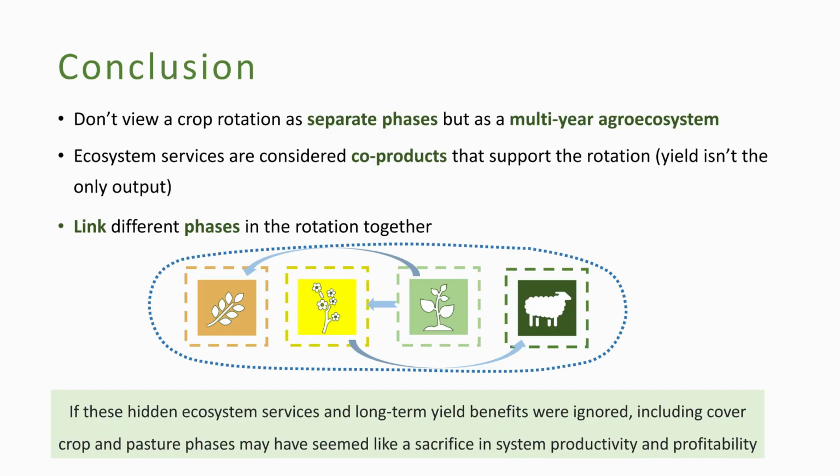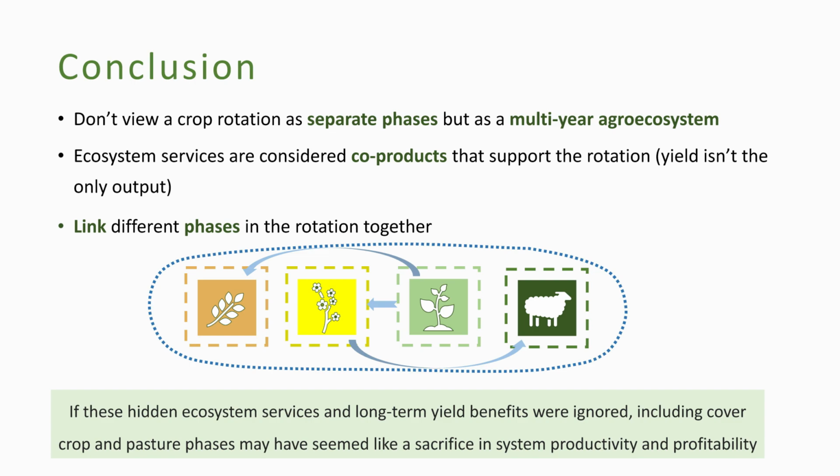Okay, so in conclusion, you don't want to view a crop rotation system as separate phases, but as one multi-year agro-ecosystem. So you want to look at ecosystem services as outputs that support the rotation. Yield isn't the only thing you're producing on your farm. You're producing nitrogen for your other phases, you're getting carbon into the soil, and you're improving the system. All those things benefit the rotation overall.